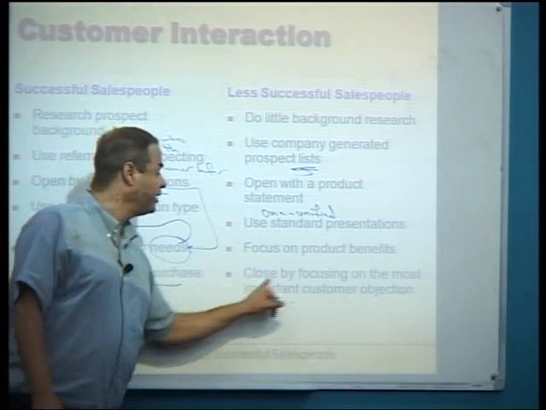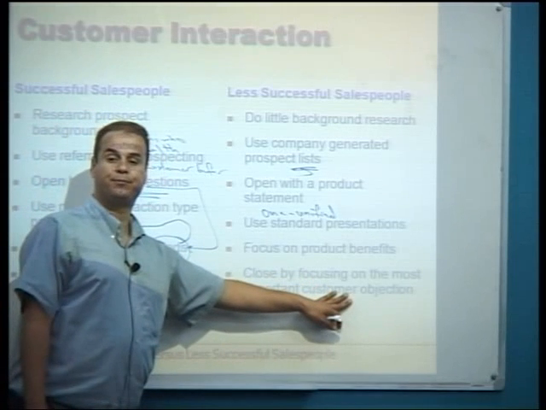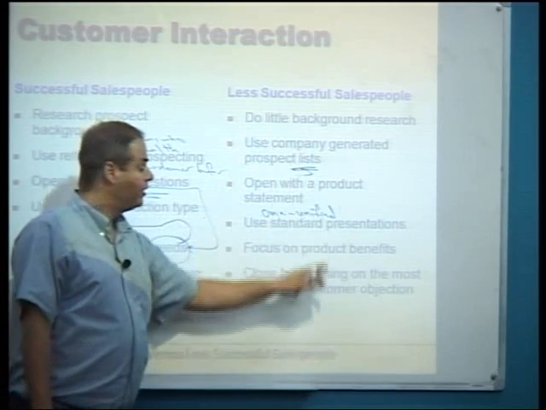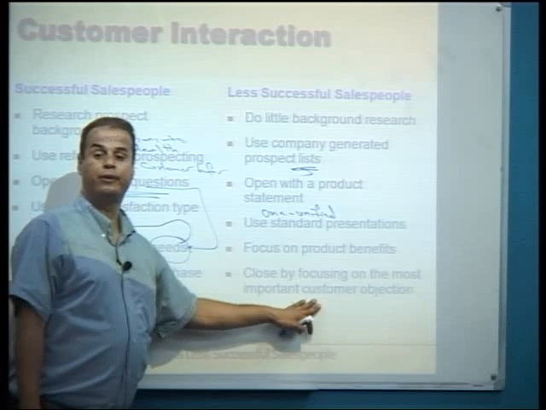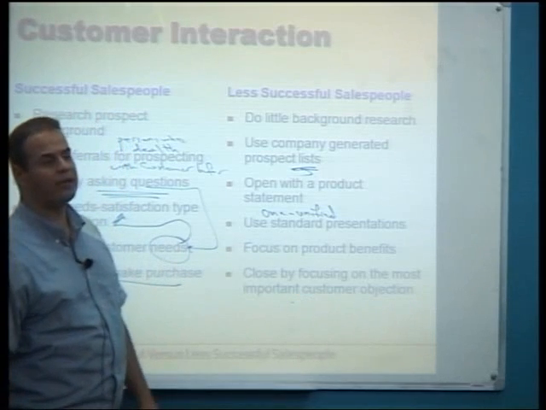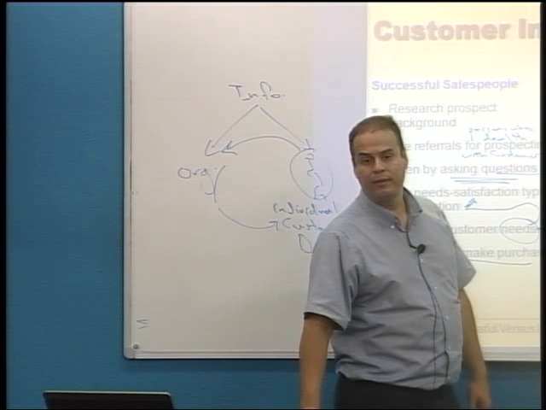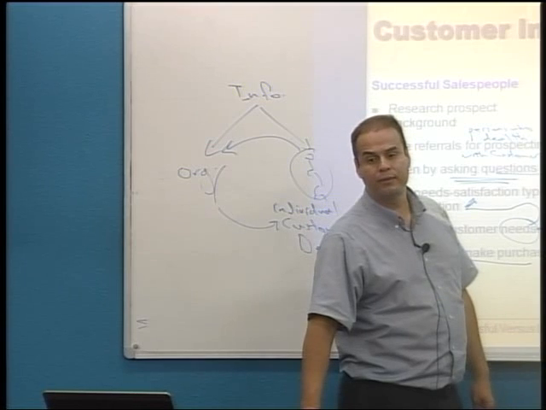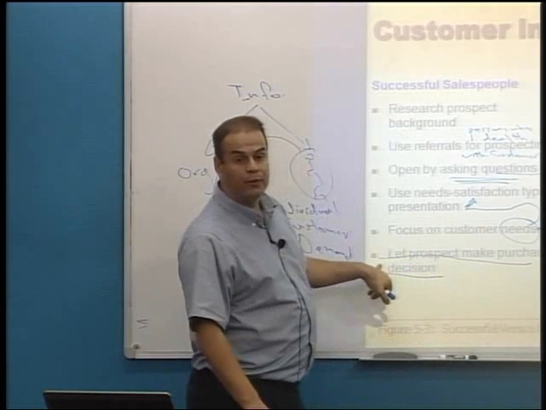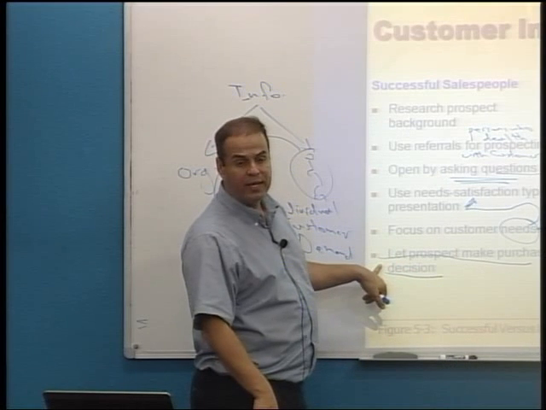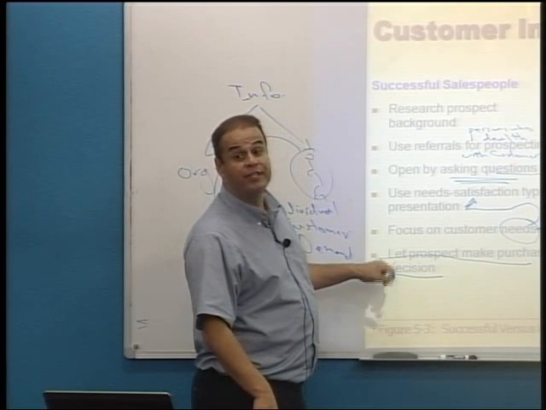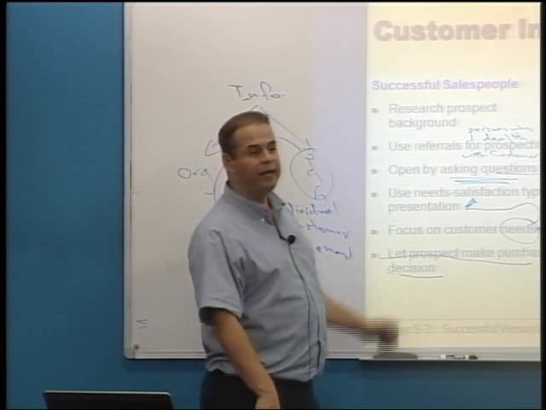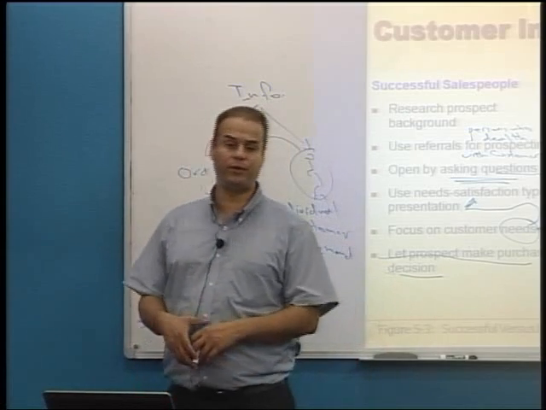Or finally, they close by focusing on the most important customer objection. In other words, the less successful salespeople seem to be nagging persons. They are exercising pressure on the backs of the prospects. They are trying to pressurize them, to force them to buy their products. But here, we are giving space and time. Any question or comments about this? This is very, very important. Any question about the successful salespeople and the less successful?